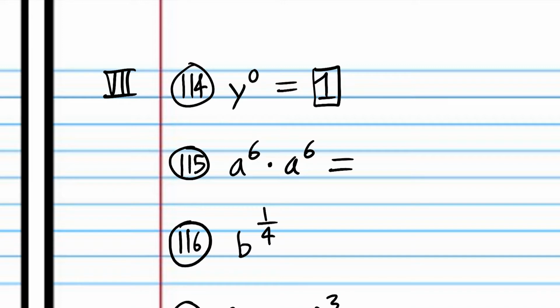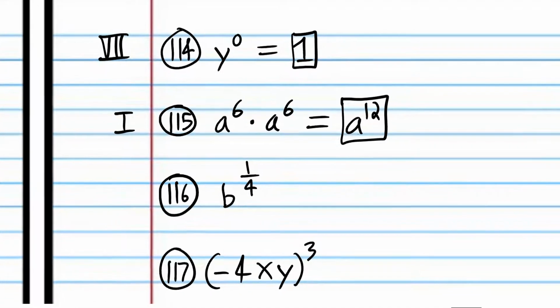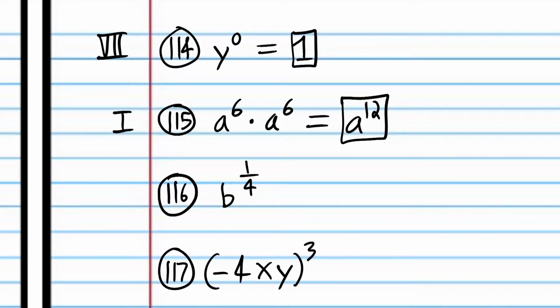All right, we're back. Multiplying power expressions, you just add the powers, so we have a to the 12th power. And that is rule number 1. So if you got that right, good job. Try number 116. When you come back, we'll do it together.